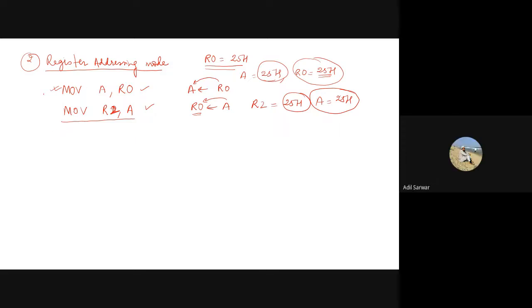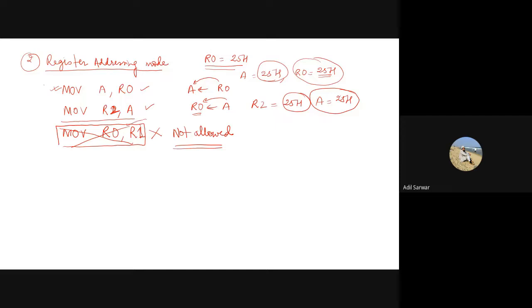Okay, one more important thing: MOV R0, R1. This instruction is not a valid instruction in 8051. That means moving data from one general purpose register to another general purpose register is not allowed.